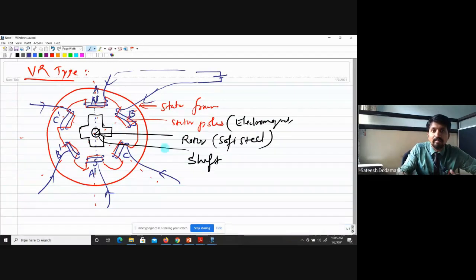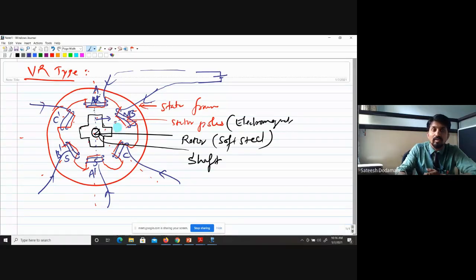Now after some time B gets energized, and when B gets energized, this will become de-energized. When this gets de-energized, this becomes N and this becomes S, and now flux will flow from this, so it will get attracted and it starts moving this side. Then C gets energized, and again this rotation goes on continuously. So this particular rotor rotates stepwise.